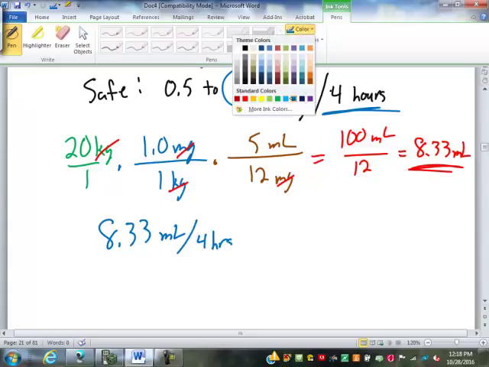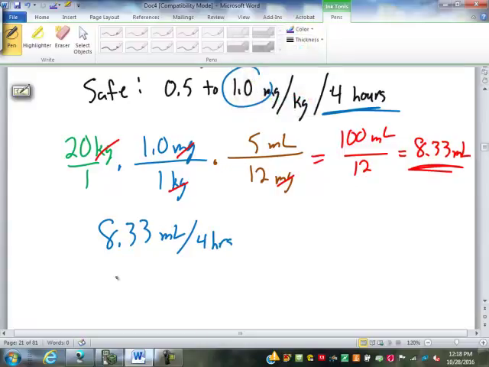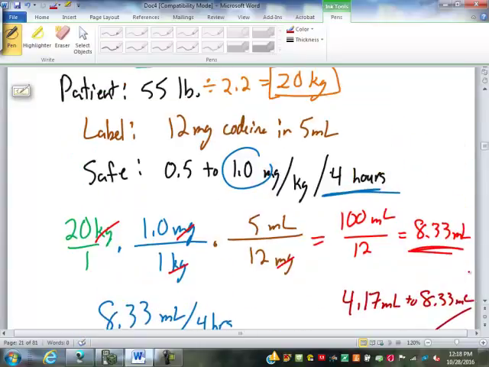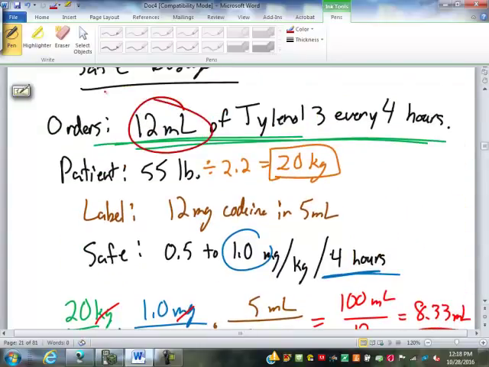That's the maximum. The minimum, I take the 8.33 times, we had 1.0 is what we used, the minimum would be 0.5, it's going to give us 4.17 milliliters. So what we're getting here is a safe dose of 4.17 milliliters to 8.33 milliliters every 4 hours. The doctor's recommendation of 12 milliliters is excessive, not safe.